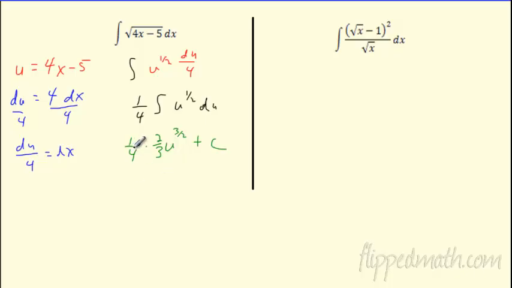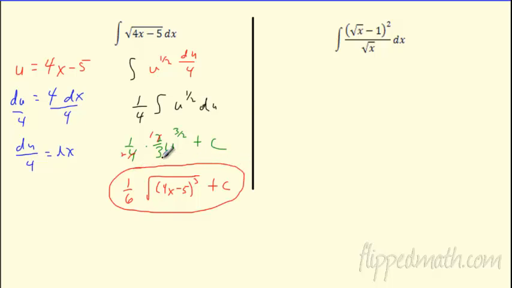Let's finish it out. So 1/4 times 2/3, that's going to be 1/6. So that's nice. And u is really, let me put it in, the square root of 4x minus 5, cubed, and then I'm going to square root it, plus some c. So I subbed all that back in. There it is. Wow, this is awesome. Pretty cool. So now we can start taking square roots and things like that.